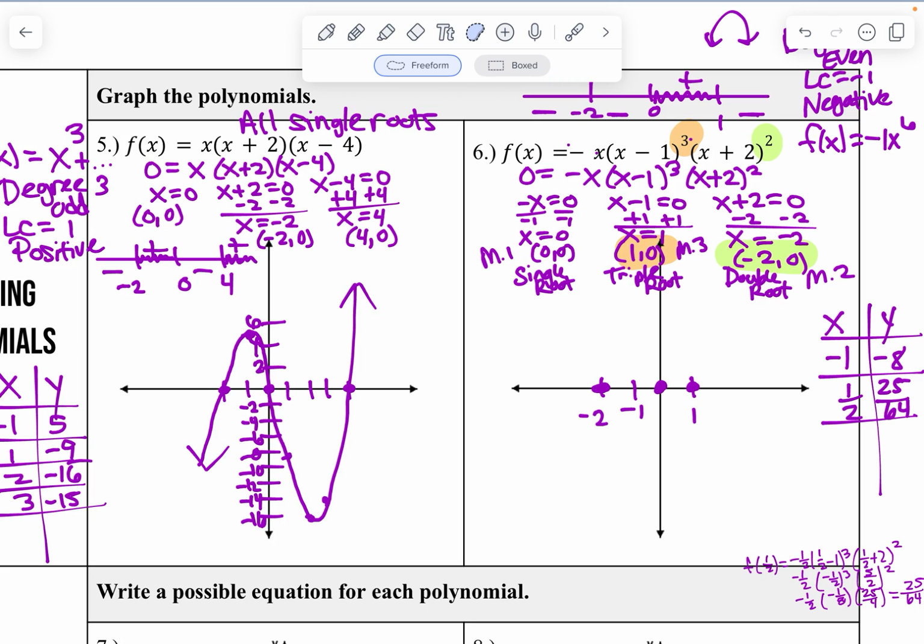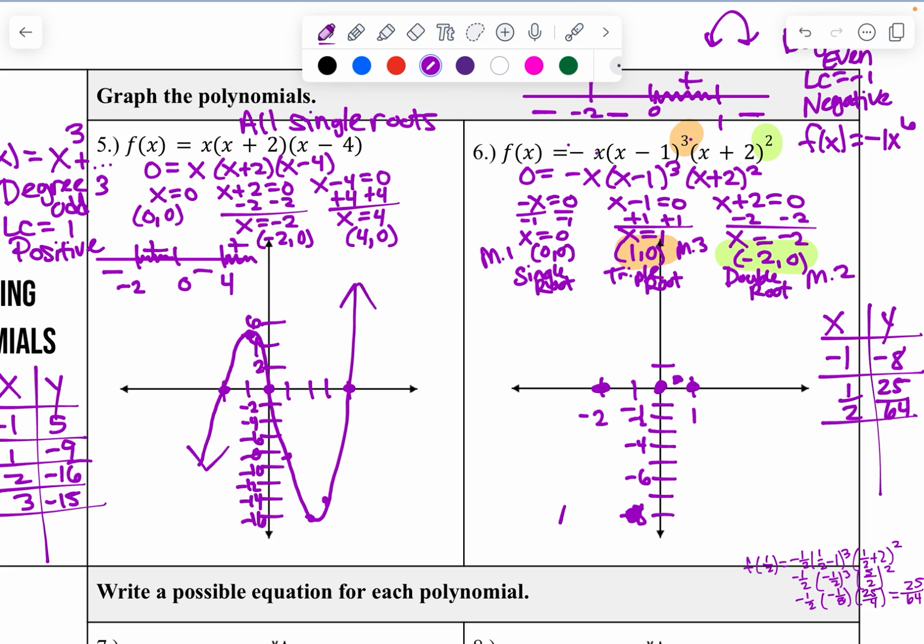So we need to drop down to negative 8. Okay, so I counted by ones. I just labeled every other one just for space and to make it a little more neat and organized. So we know we start down in the negatives. At negative 1, we're down at negative 8 because we've got the double root at negative 2, so it doesn't pass through. It's going to touch and rebound, stay in the negatives. And then in between the two, barely get above.